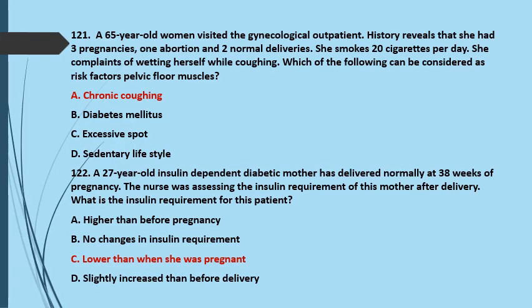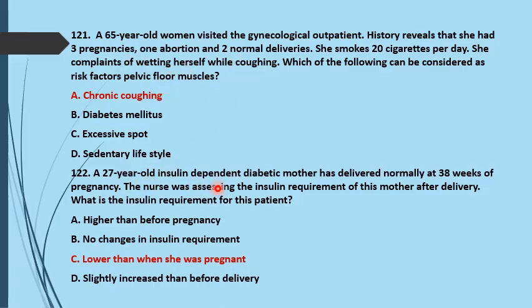A 65-year-old woman visited the gynecological outpatient clinic. History reveals that she had 3 pregnancies, 1 abortion and 2 normal deliveries. She smokes 20 cigarettes per day. She complains of wetting herself while coughing. Which of the following can be considered a risk factor for pelvic floor muscle weakness? The options are chronic coughing, diabetes mellitus, excessive sport, and sedentary lifestyle. The correct answer is chronic coughing. That is the one affecting her pelvic floor muscles, causing weakness, and then she wets.